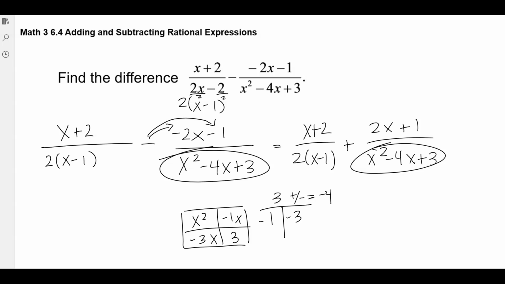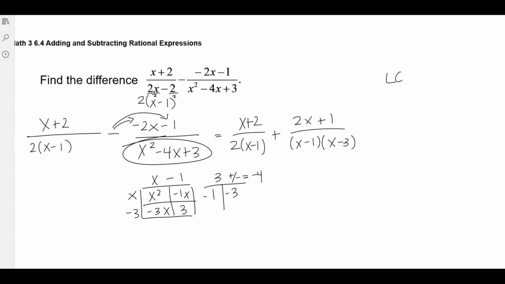Then we choose our common terms. So x squared and negative 3x have an x in common. Negative 1x and 3 have just a negative 1 in common. And remember, you match the sign. X squared and minus 1x, negative 3x and 3 just have that negative 3 in common. So then I'm going to rewrite this as x minus 1, x minus 3.